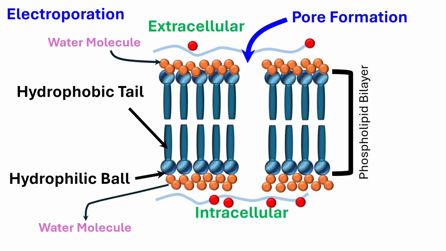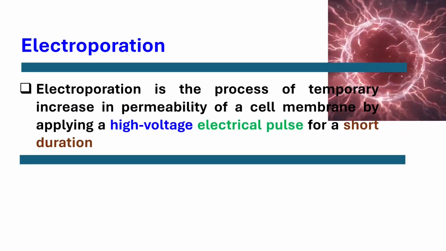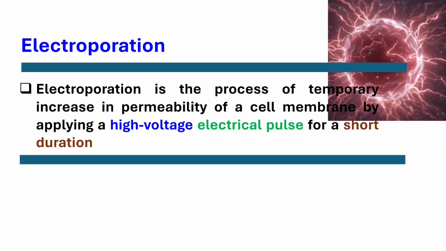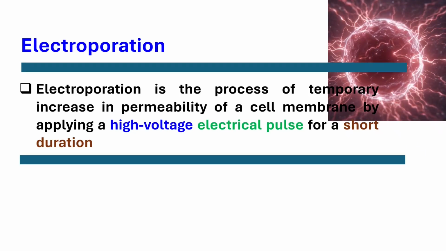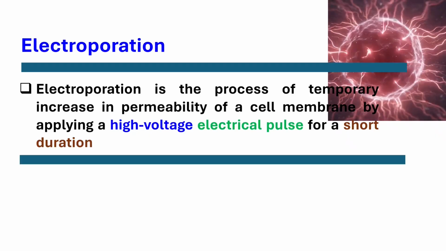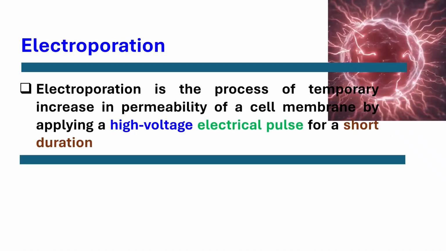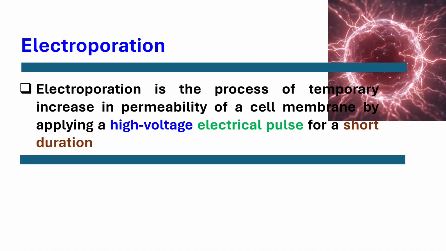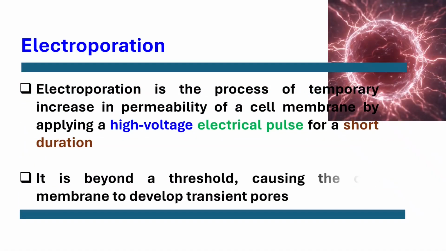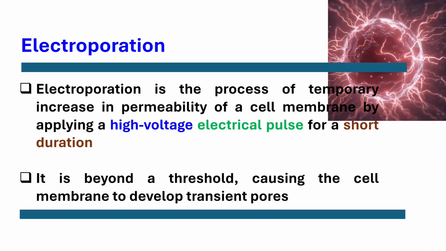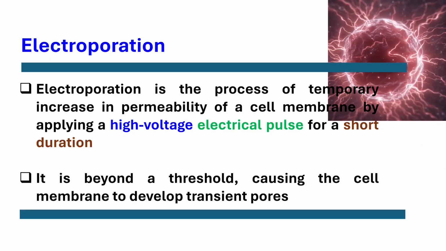How could we define electroporation? Electroporation is the process of temporary increase in permeability of a cell membrane by applying a high voltage electric pulse for a short duration. Therefore, there are three factors: high voltage electric field, electric pulse, and short duration. It is beyond a threshold, causing the cell membrane to develop transient pores. Now, what is the mechanism?